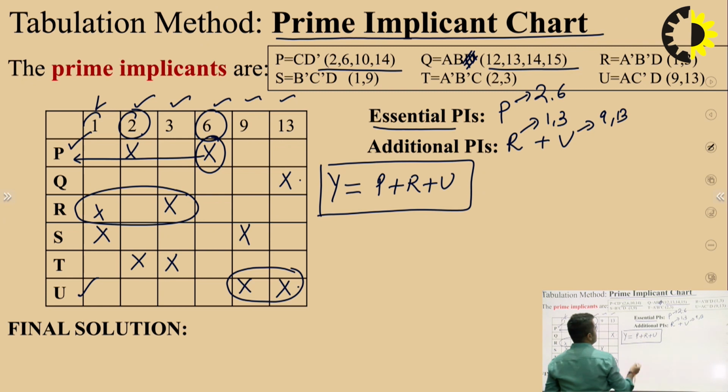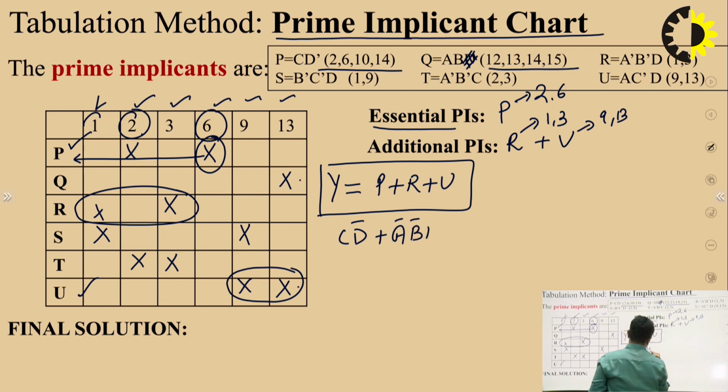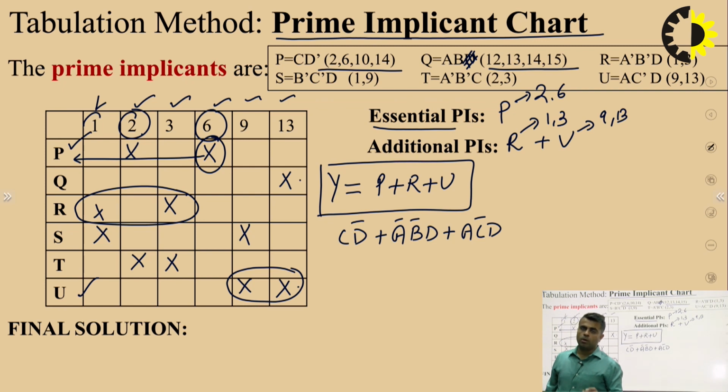You can further replace P by C D bar, R by A bar, B bar, D and U with A, C bar, D. In this way we can minimize the problems with don't care using the tabulation method. The only point of difference I am again reminding you is that don't care terms will not be entered in the columns of this PI chart. This is the only difference. Okay. Thank you very much.